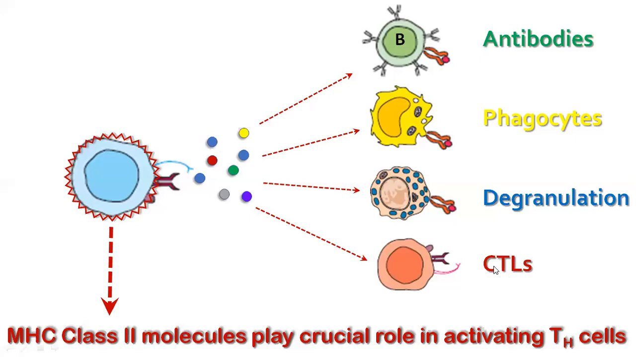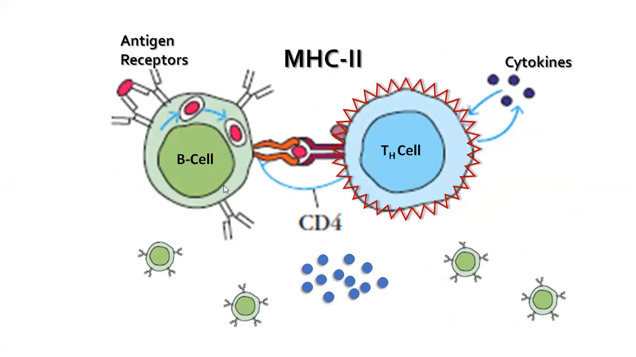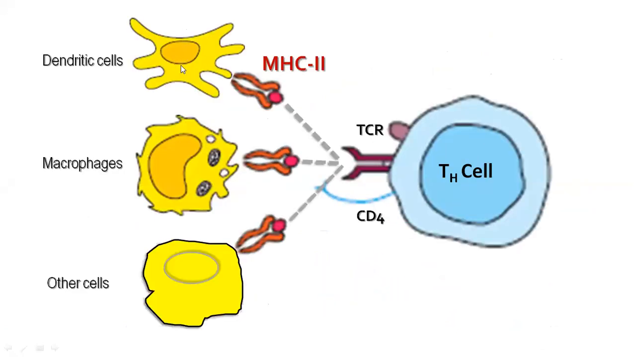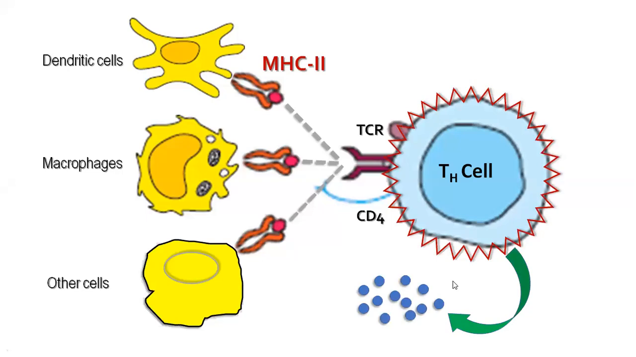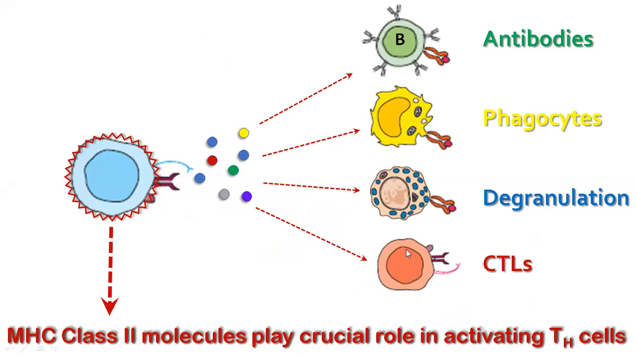What I'm trying to emphasize here is that all this activation is mainly because of MHC class 2. The MHC class 2 molecules play a crucial role in activating Th cells. If you go back and see, if there is no MHC class 2, whether from the B cell, the professional antigen presenting cells, or the macrophages, there is obviously no activation of Th cells. If there is no activation of Th cells, there is no production of cytokines, and these cells will not be activated. So MHC class 2 molecules are very important and play a crucial role in activating Th cells. So this is one part.